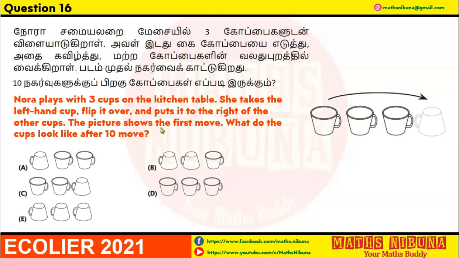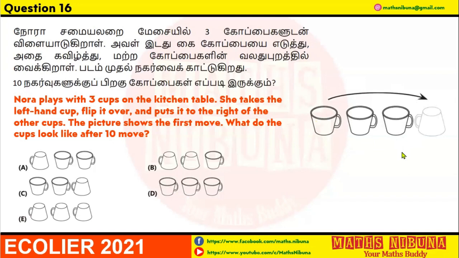The picture shows the first move. Initially it was like this, and the first move goes here: 1 is flipped, and then 2 is in the normal position. What do the cups look like after 10 moves? That means you have to check one by one until 10. If it is 10 moves, you can do all the moves from 1 to 10. But if this is 100 moves, then you have to use some method to solve it. So what we do is try this and find the sequence, what is actually happening.